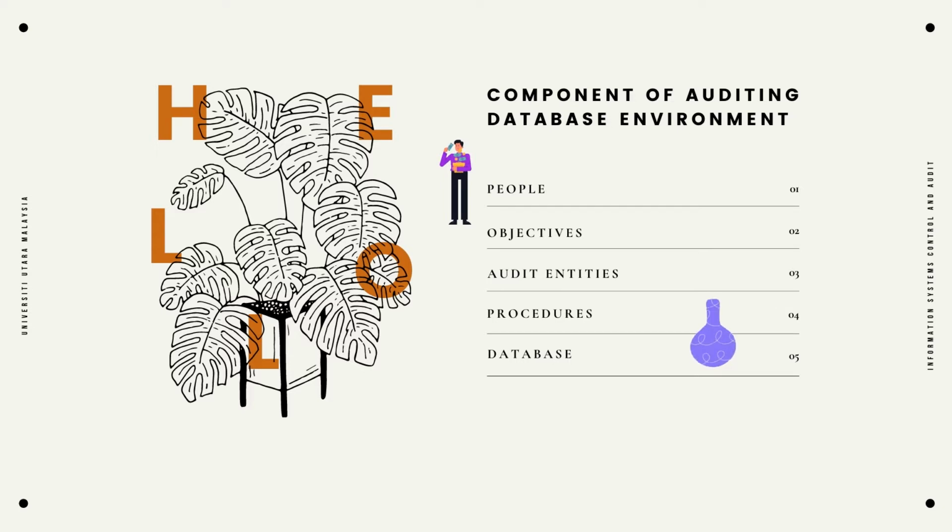The fourth component is the procedures. The procedures refer to the step-by-step process implemented by the auditors, the instructions, regulations, and laws. And the last one is the database itself. The database refers to the database activities, data changes, data accuracy, data files, and operating system.